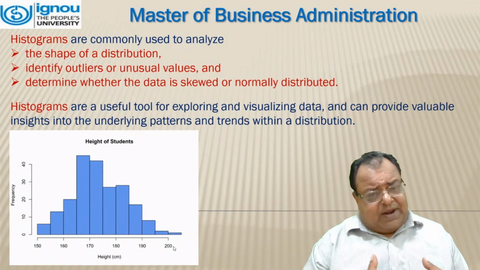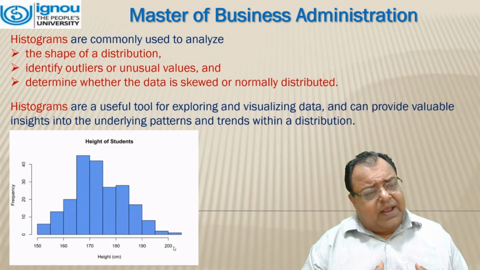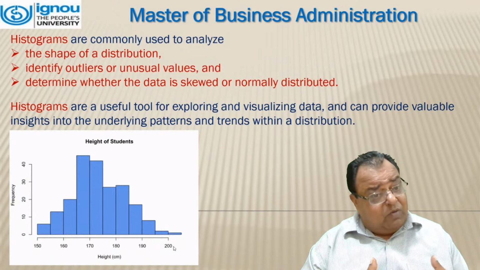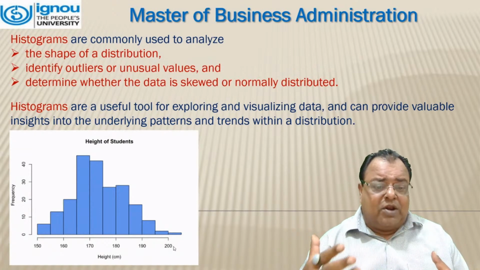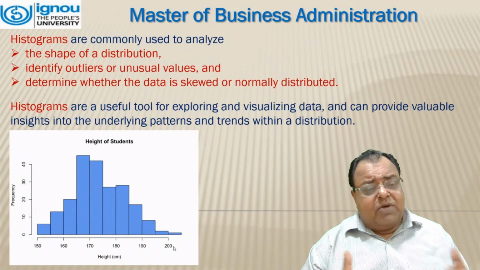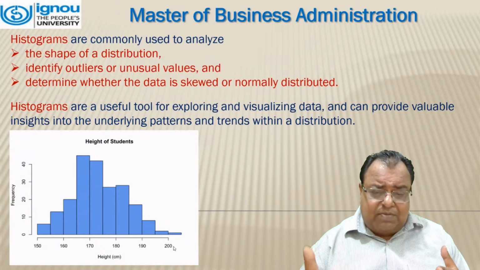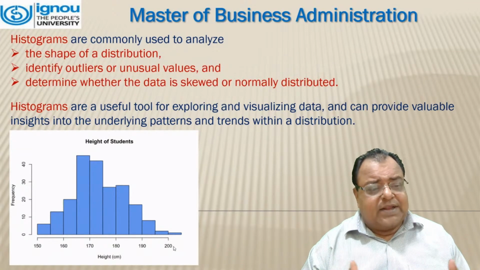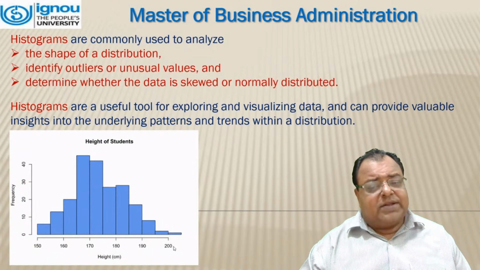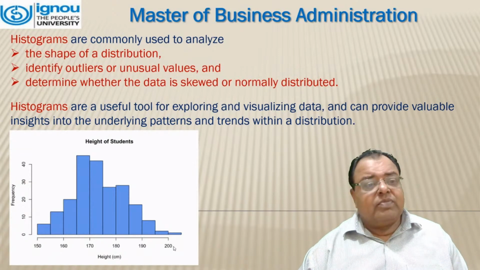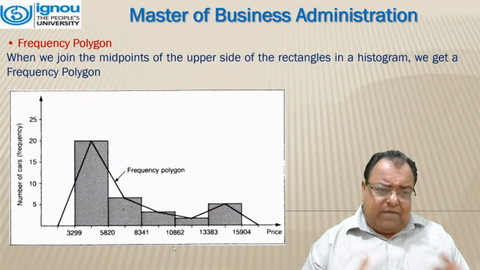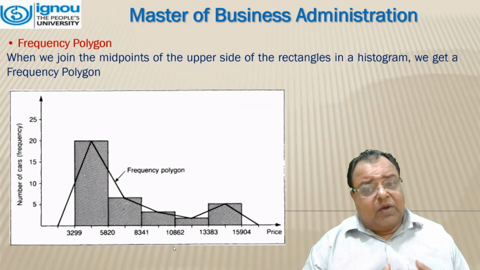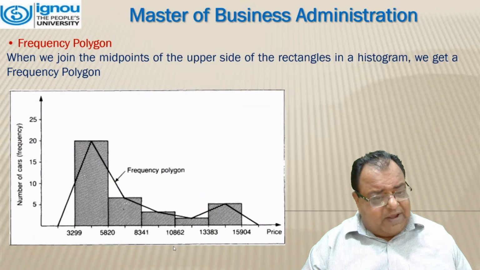Histograms are commonly used to analyze the shape of the distribution, identify outliers or unusual values, and determine whether the data is skewed or normally distributed. Histograms are a useful tool for exploring and visualizing data and can provide valuable insights into the underlying patterns and trends within a distribution. Frequency polygon. When we join the midpoints of the upper sides of the rectangles in a histogram, we get a frequency polygon, as we can see over here.